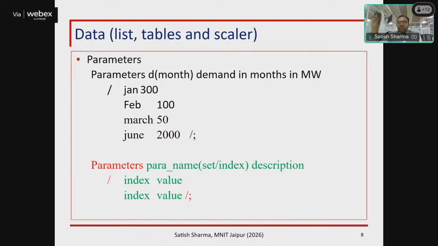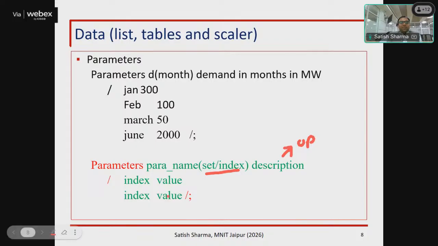So data which is in a vector is defined by the syntax parameter. This red part is my syntax. So parameter, then the parameter name is again a user defined input. And if I'm talking about a vector, then it will have a certain length for that particular vector. That length will be defined by the set or index. So this has to be provided. Then description is again optional.